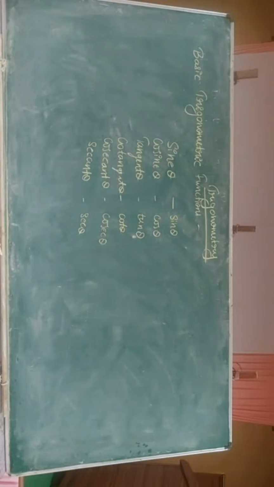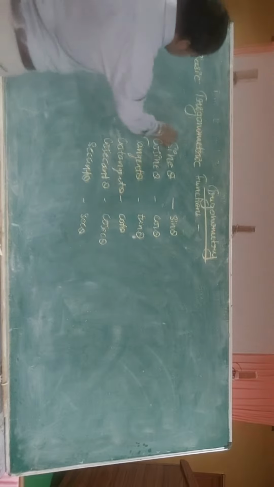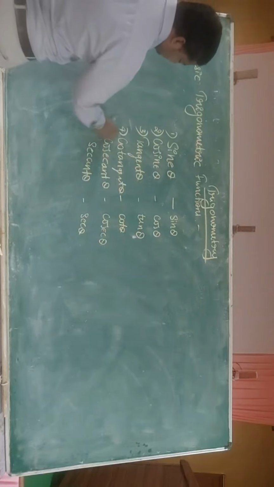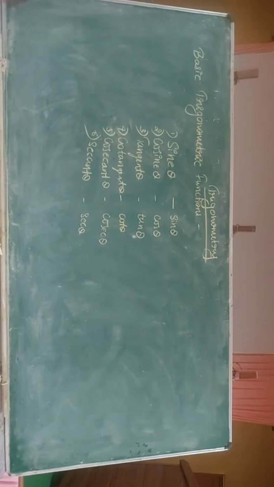Right side heading, basic trigonometric functions. There are 6 basic trigonometric functions. Among them, note down: first one, second one, third one, fourth one, fifth one, and sixth one.